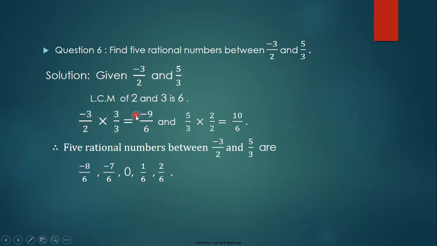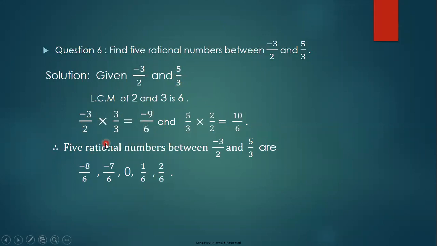So minus 3 into 3 is minus 9, 2 3s are 6. So the next rational number here is 5 by 3. So what do I have to multiply? 2. I have to multiply by 2 to make the denominator 6, because the LCM is 6. So now 3 2s are 6, 5 2s are 10. So you have to multiply both numerator and denominator. Now here minus 9 by 6 and 10 by 6. So I'll get 5 rational numbers easily.